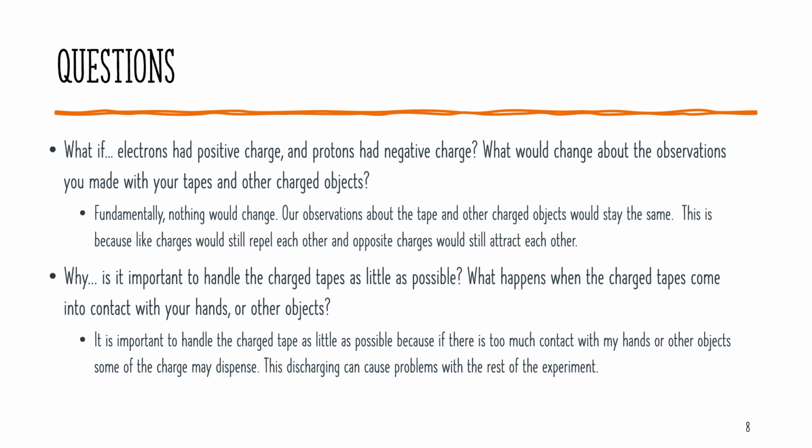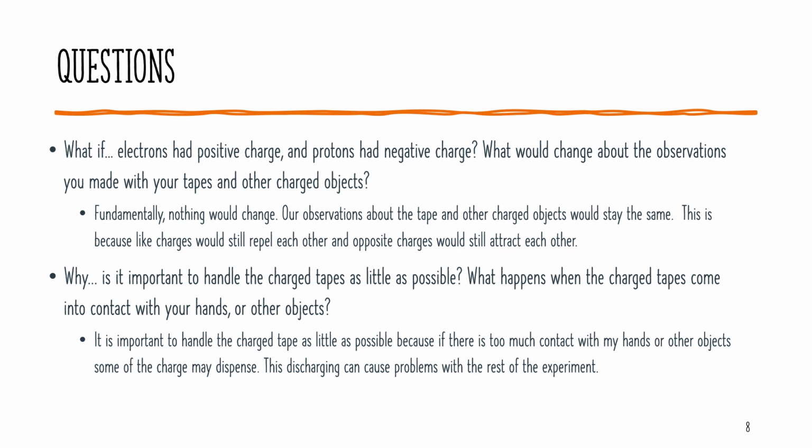Questions. What if electrons had a positive charge and protons had a negative charge? What would change about the observations you made with your tapes and other charged objects? Fundamentally, nothing would change. Our observations about the tape and the other charges would stay the same. This is because like charges will still repel each other and opposite charges will still attract each other. The tape will simply be negatively charged instead of positively charged, as we saw in the experiment. But like I said, nothing would actually fundamentally change about the experiment.